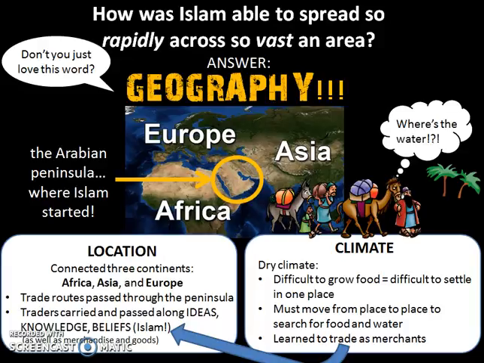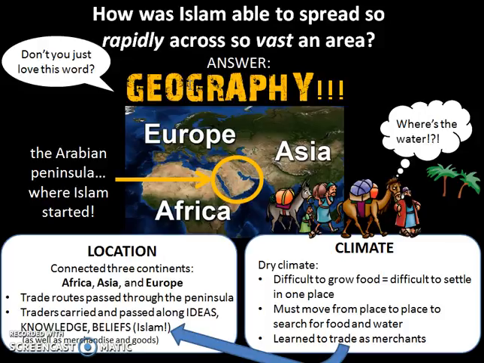So how was Islam able to spread so rapidly and across so vast an area? The answer has to do with geography. Now we learned geography earlier, that it is how people interacted with the land around them. So let's take a look at the location of where Islam began and spread. On the map, you'll see the yellow circle that outlines the Arabian Peninsula, which basically connected 3 continents: Africa, Asia, and Europe.